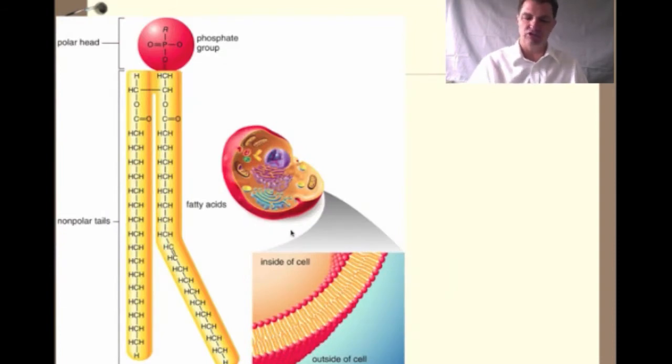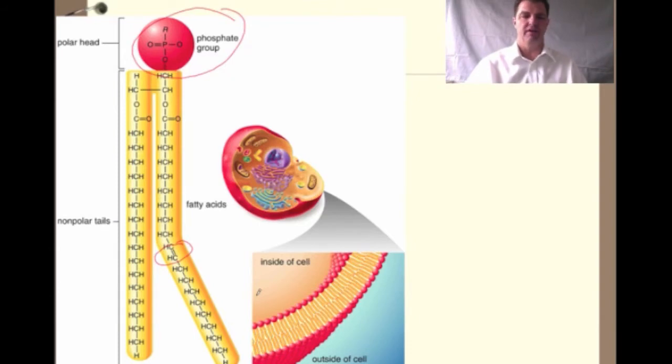So here's a close-up once again of the phospholipid. Here's the phosphate group, there's the polar region there, and then there are the tails. Once again, there's that double bond that makes a bend in it, and so there's my phospholipid bilayer. There are other things in here we'll mention later on.